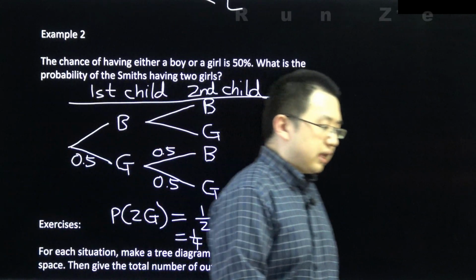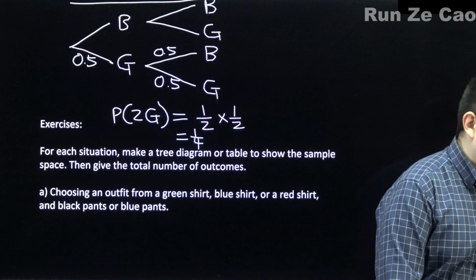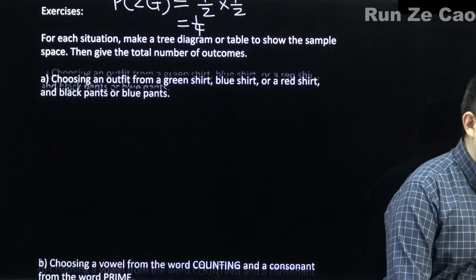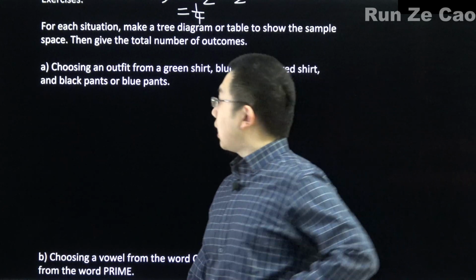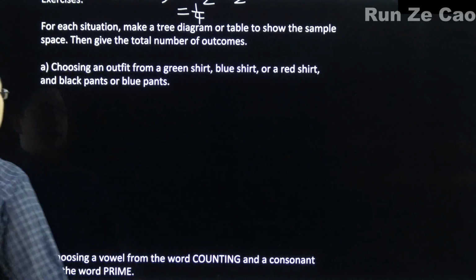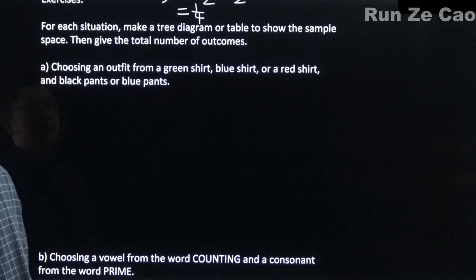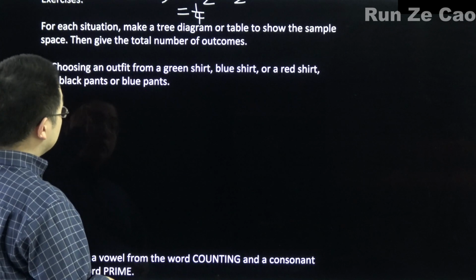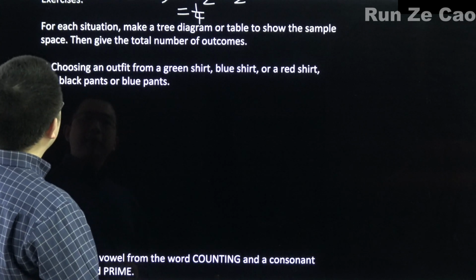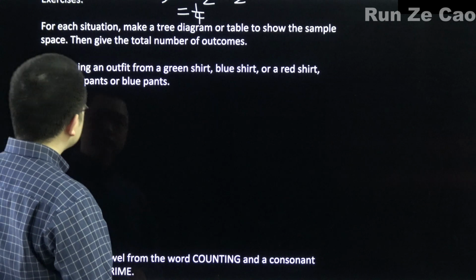All right, let's do some exercises. For each of these situations, make a tree diagram or table to show the sample space. Then give the total number of outcomes. It doesn't say anything about probability of any outcome. So let's say we're choosing an outfit from a green shirt, blue shirt, or a red shirt, and black pants or blue pants.